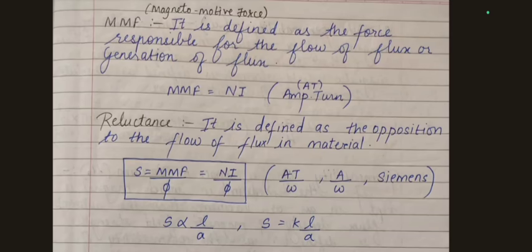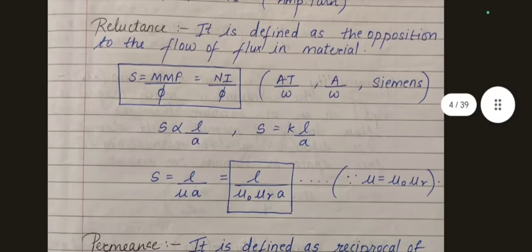Understood? Now let us go ahead. What is reluctance? I hope we have all studied what resistance is in an electric circuit. Yes, it is the obstacle in the flow of current. Just the same thing in a magnetic circuit. What is reluctance?